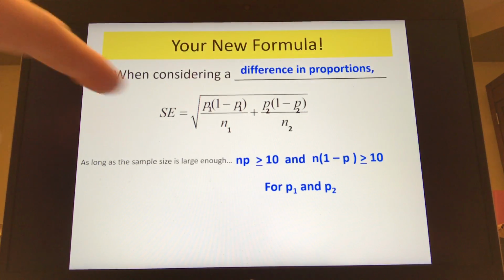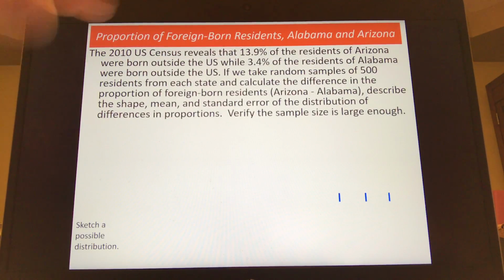So try to see if you can apply this formula on the next one here. There are a few questions about it, and I'll be back in part 2 in just a moment.